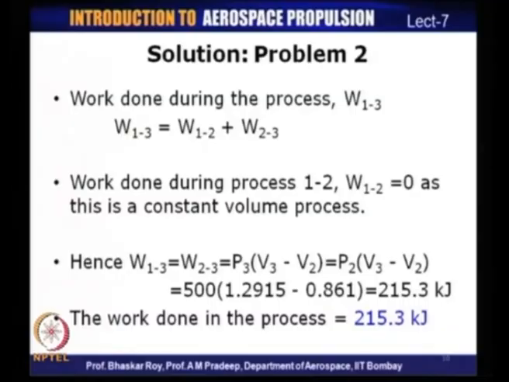The second part of the question is to find the work done during the process. As I mentioned at the beginning, in this example we have two processes for which we calculated the work done in the previous lecture: a constant volume process and a constant pressure process. Net work done will be the work done during the first process plus the work done during the second process. We already know that the work done during the constant volume process will be 0, because there is no change in volume, no displacement, and therefore PdV work is equal to 0.